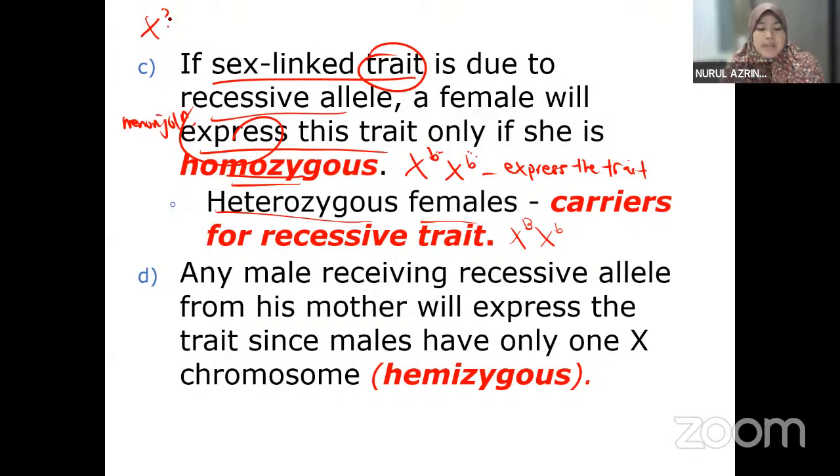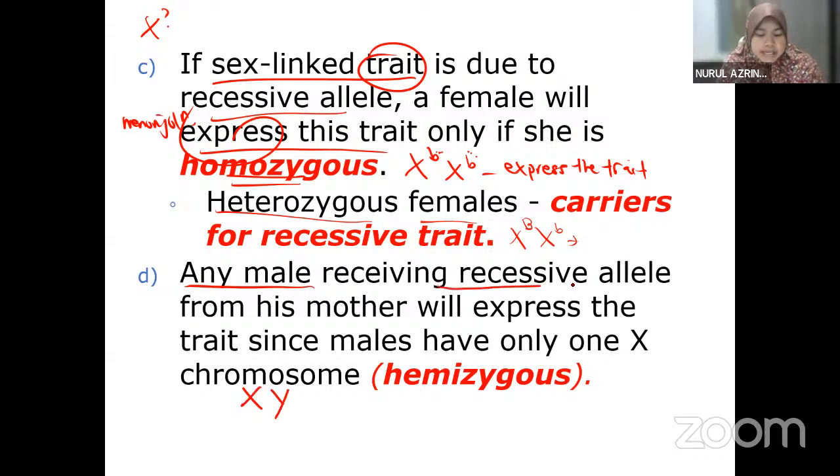Okay. If a female is heterozygous, X capital B, X small b contohnya, kalau macam ni, orang ni dia adalah carrier, dia pembawa. Maknanya dia tak akan menunjukkan gene tersebut. Dia tak akan menonjolkan, not expressing the gene, but she will carry the gene to the next generation. Okay. But for a male, remember male is X and Y.